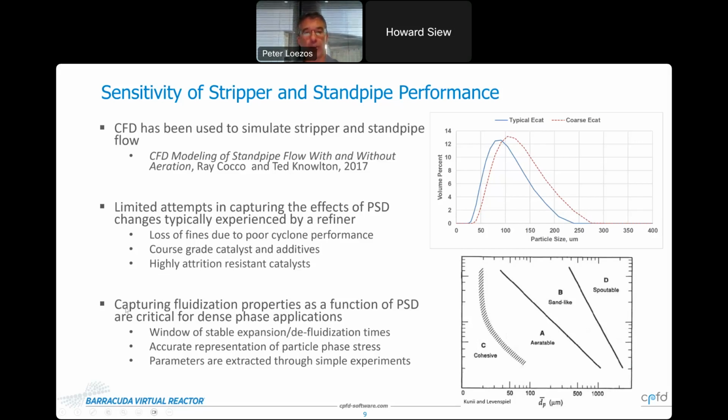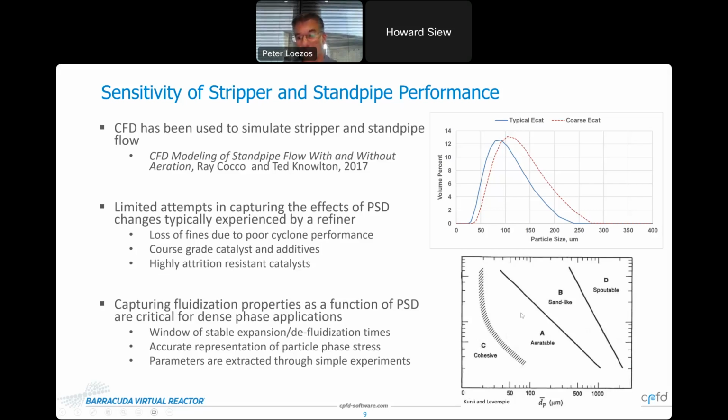So capturing these fluidization properties as a function of PSD is critical for dense phase flow applications, where we have to capture the window of stable expansion and defluidization times. And to do this, we need an accurate representation of the particle phase stress, right? And these parameters can be extracted through simple experiments that we perform at CPFD.